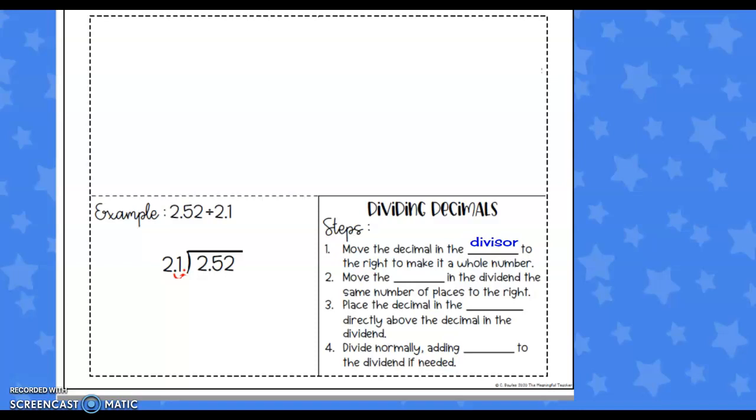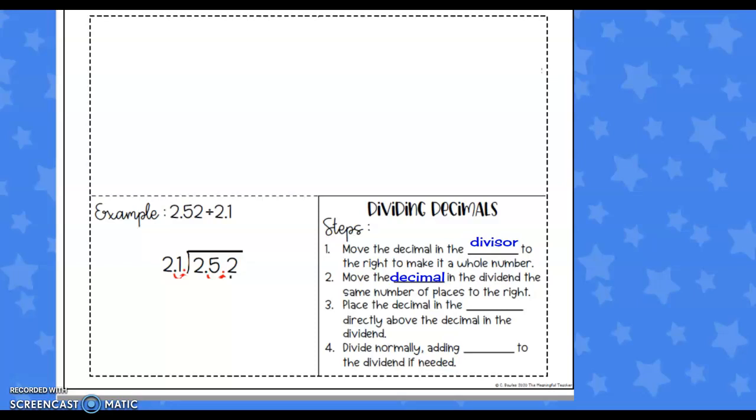Step 2. Move the decimal in the dividend the same number of places to the right. Since we moved our decimal point one place to the right in our divisor, we're going to move our decimal one place to the right in our dividend. Now that looks like 25.2.